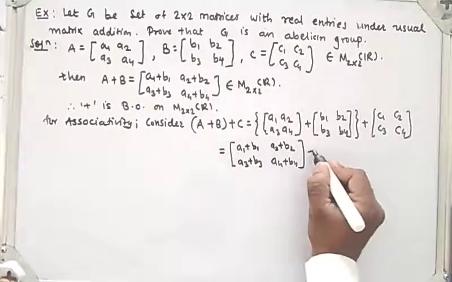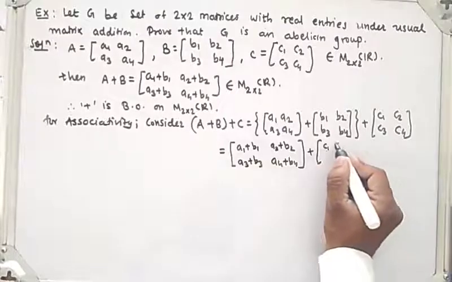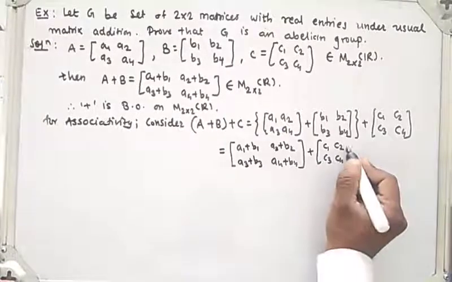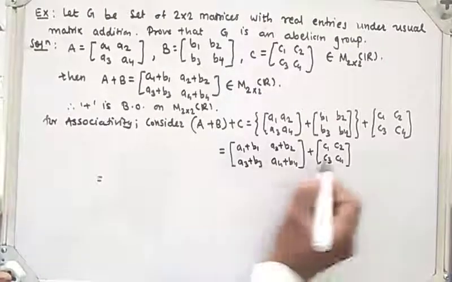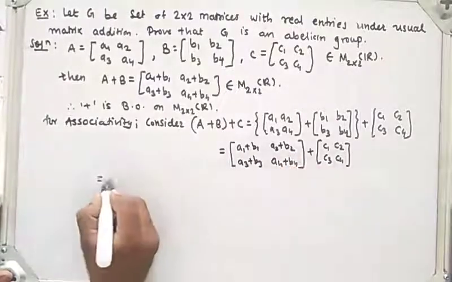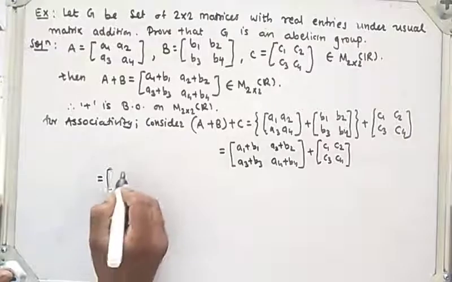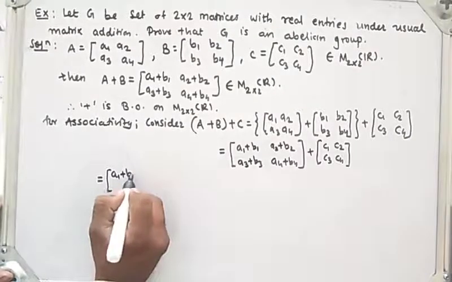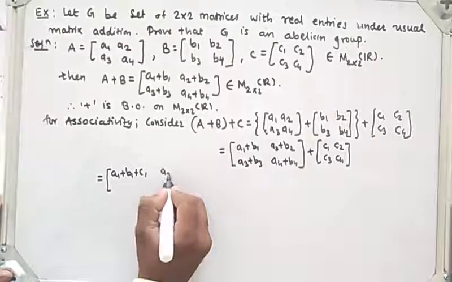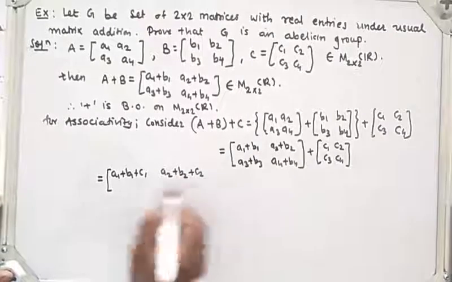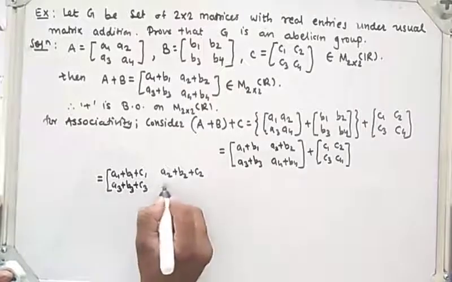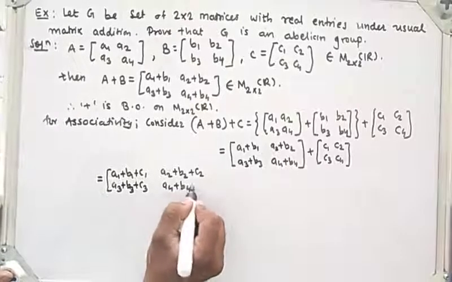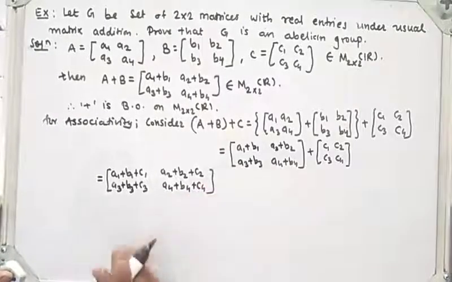We add with the last matrix C1, C2, C3, C4, which is equal to taking component wise addition. So what will we get? Finally we will get A1 plus B1 plus C1, A2 plus B2 plus C2, A3 plus B3 plus C3, A4 plus B4 plus C4.